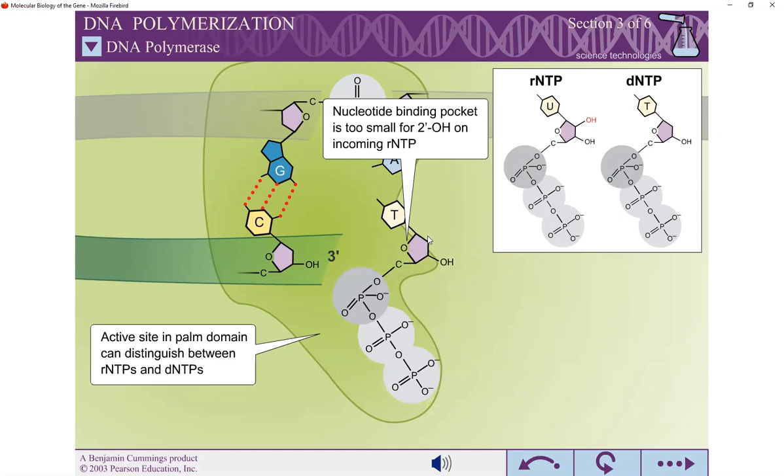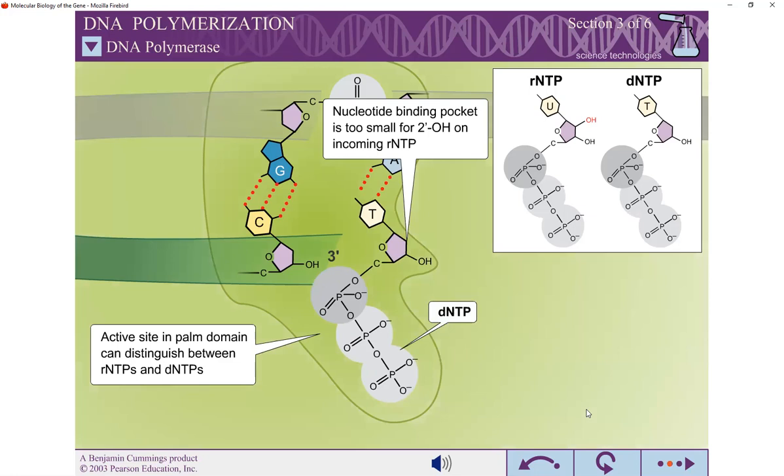Now, this is very important. The nucleotide binding pocket is too small for the 2' hydroxyl group on the incoming ribonucleotide to be incorporated. The incoming ribonucleotides cannot be incorporated in the pocket because it cannot accommodate the 2' hydroxyl group, and you know that the 2' hydroxyl group is only present in the case of ribonucleotides. So ribonucleotides will be expelled from this particular location, and only the deoxyribonucleotides will be incorporated. This is the deoxyribonucleotide. How?